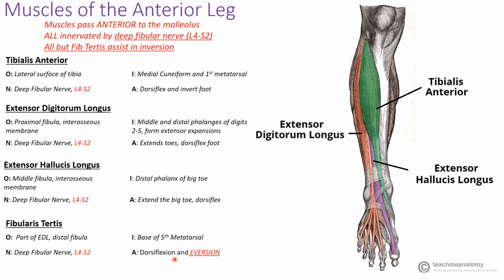it's going to have dorsiflexion. And here we have eversion. So it's a special muscle of the anterior leg. It actually assists in eversion of the foot, and you'll see that that's a common trend for all fibularis muscles. The fibularis tertius: anterior compartment, eversion, innervated by the deep fibular nerve.